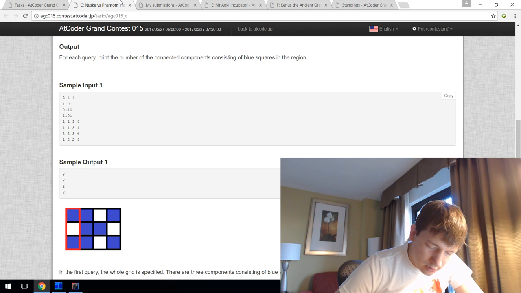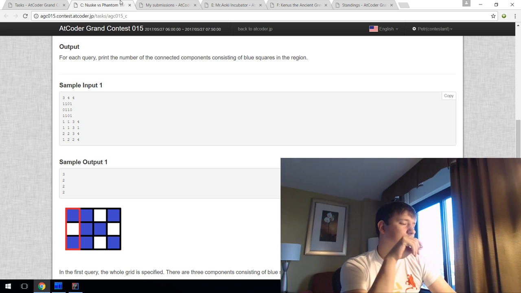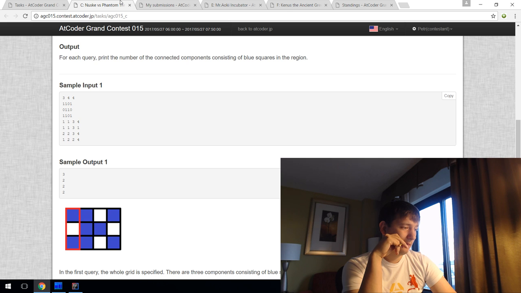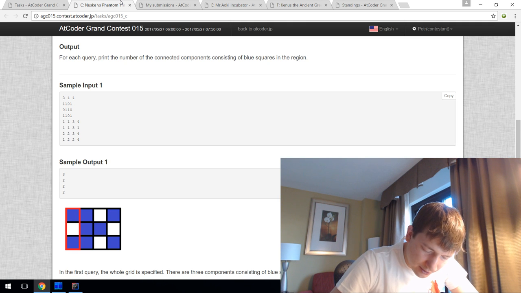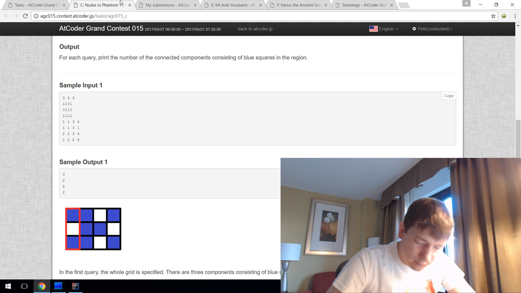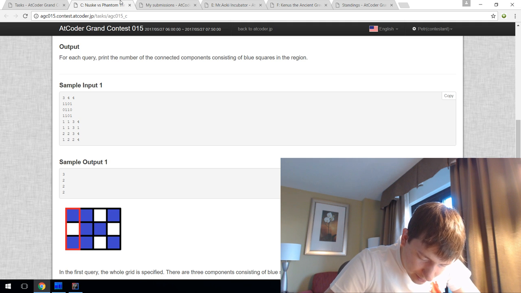Maybe traversing in DFS order and then remembering the times, and we can get something. It's not clear. Yeah, I guess if this rectangle doesn't contain the root of the tree we built, then it looks like every time we pass through the boundary we get one more.